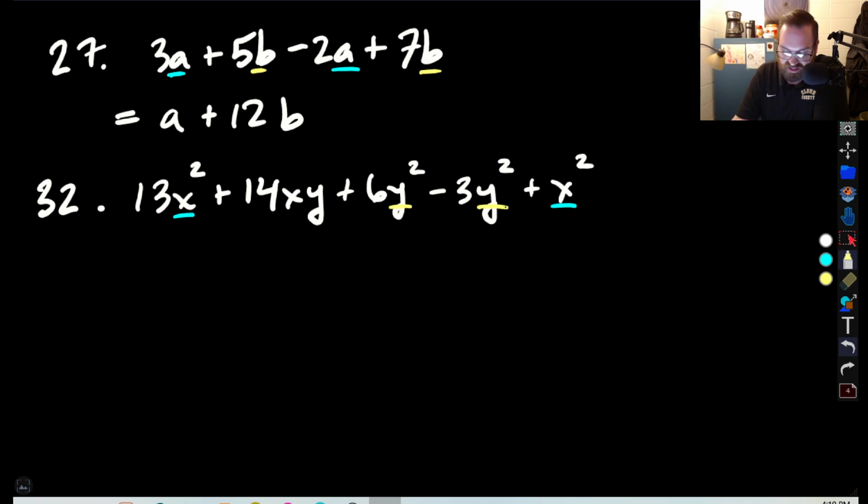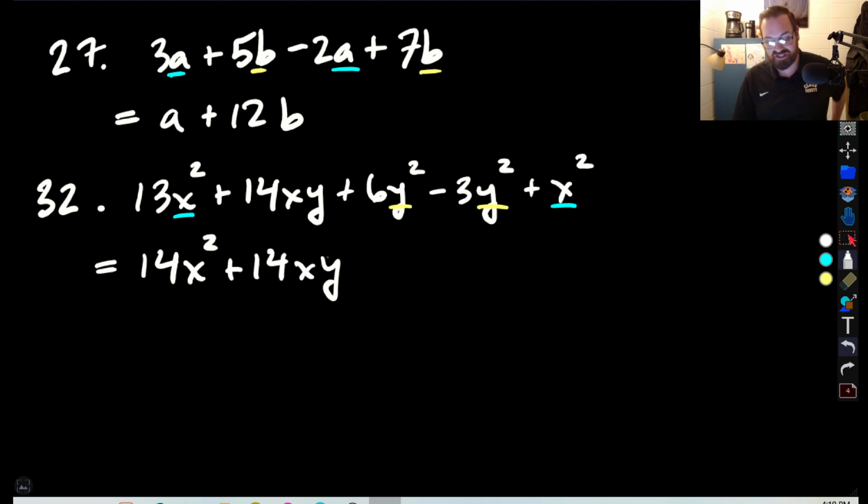And then I've got the y squareds right there. So 13 plus 1, this is going to equal 14x squared. I'm just going to leave the 14xy there because I can't do anything with it. It just is what it is at this point. And then the last one is to take the 6 minus the 3, and I'm just going to have a plus 3y squared as a result. Okay.